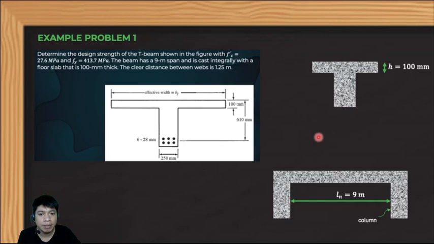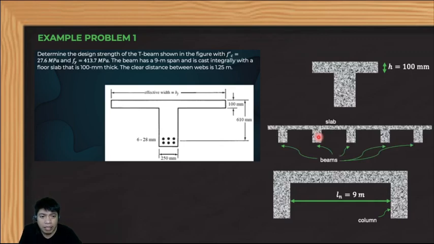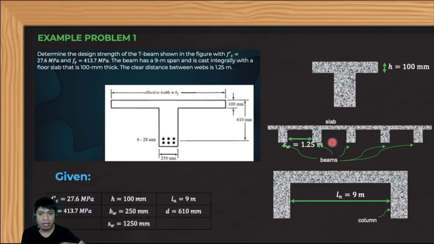Okay? Then next, ang sabi dito, the clear distance between webs is 1.25 meters. So, ibig sabihin guys, kung meron tayong T-beam na may katabing T-beam, yung clear distance ng bawat magkatabing web ng T-beams is 1.25 meters. Ayun. So nilista ko na dito guys yung ating mga given. F sub C prime natin, 27.6, given siya. F sub Y, H, B sub W, S sub W, L sub N, tsaka effective depth. Yun na yung ating mga given dito sa problem na ito. Okay?